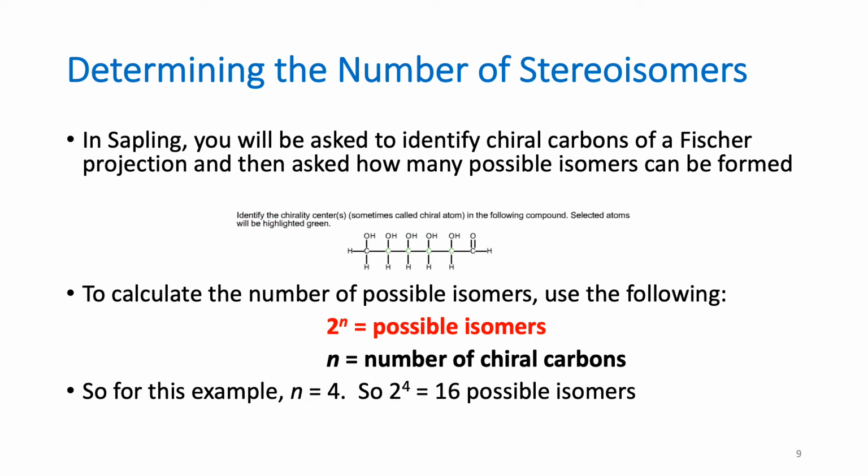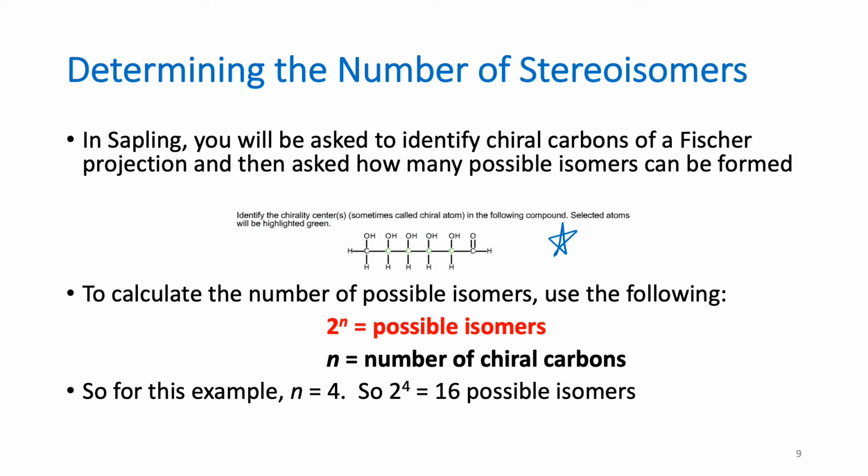First, I need to take a pit stop and talk about how to determine the number of stereoisomers. This is due to Sapling. This is very simple. You'll be asked to identify chiral carbons in a Fischer projection and then asked how many possible stereoisomers are formed. Here's a problem that you might see.